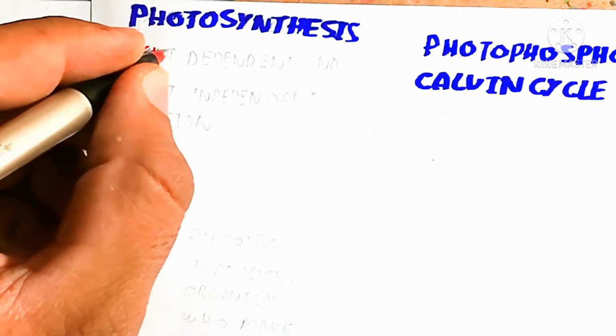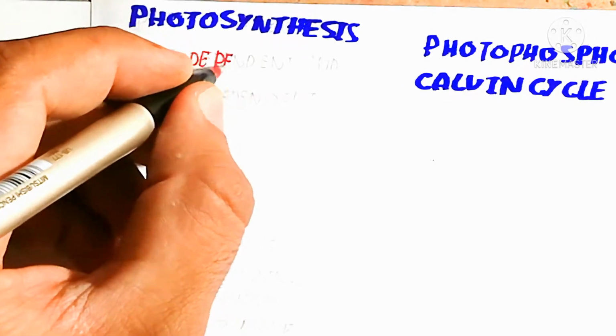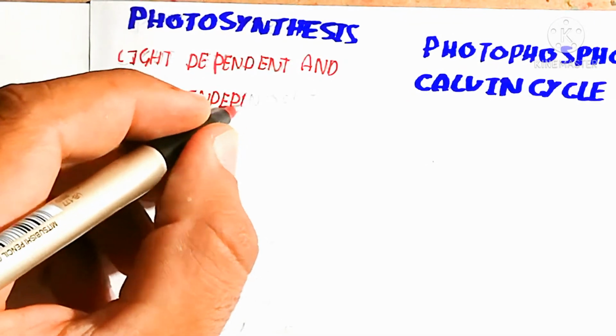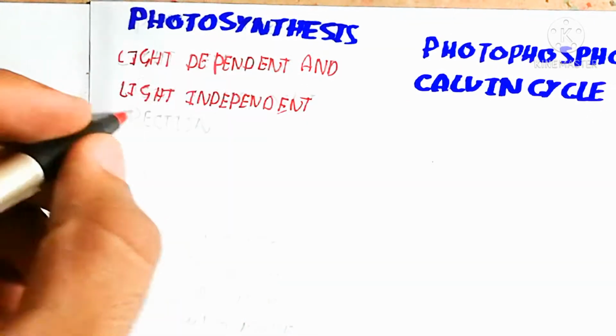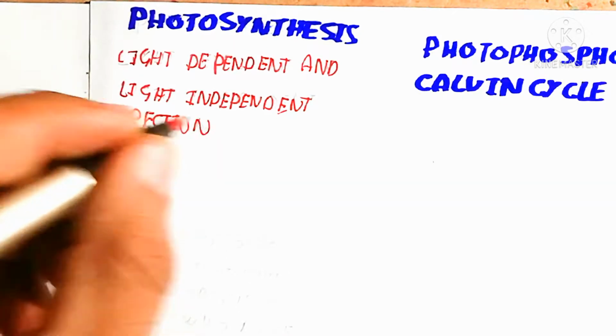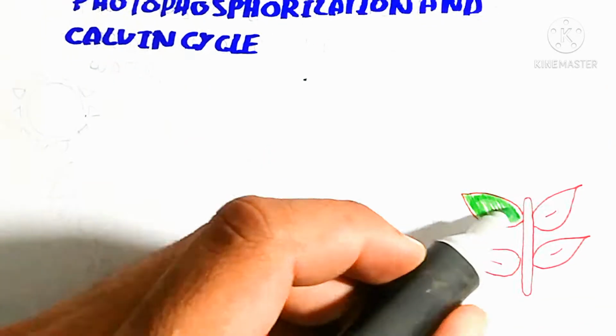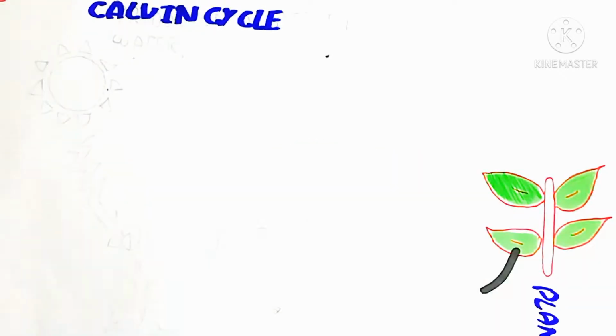So photosynthesis is composed of light-dependent and light-independent reactions to produce sugar. First of all, the light-dependent reaction produces ATP and NADPH, while the light-independent reaction produces sugar in the form of G3P, glyceraldehyde 3-phosphate, a 3-carbon molecule produced in the Calvin cycle dark reaction.